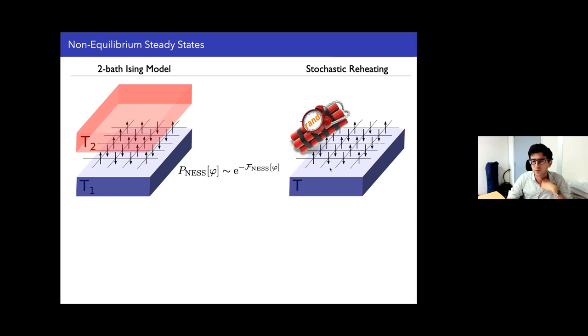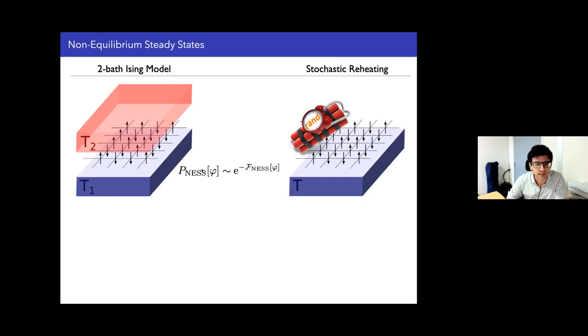And another model which we introduced is the stochastic reheating Ising model, where your Ising model is also coupled to a thermostat at temperature T, but at random times, the system is going to be reset to a disordered state, to an infinite temperature state, with a rate R. So we call it the random thermal bomb, right? And you can convince yourself that those systems are out of equilibrium, and eventually they're going to reach a non-equilibrium steady state, so some stationary distribution for the magnetization field, right?